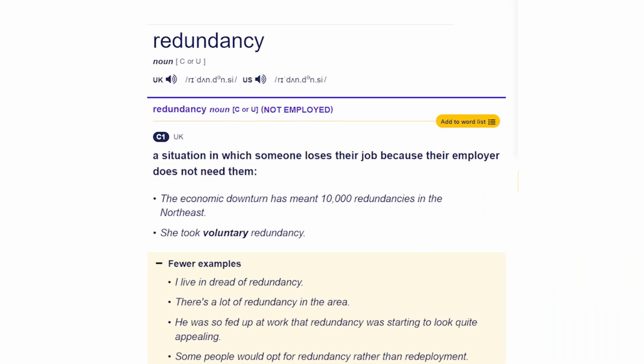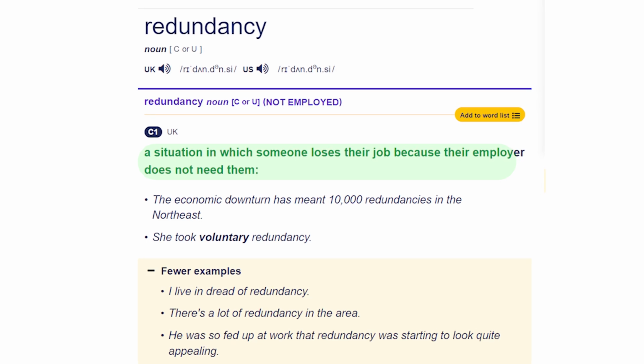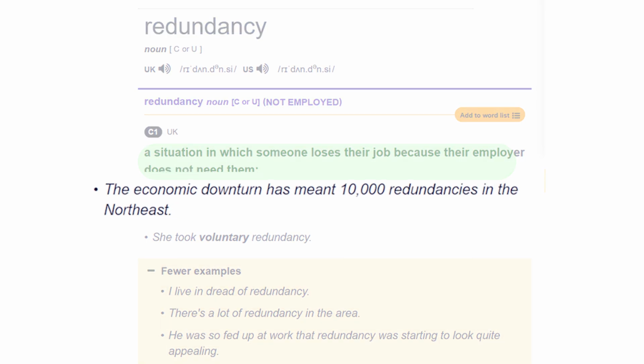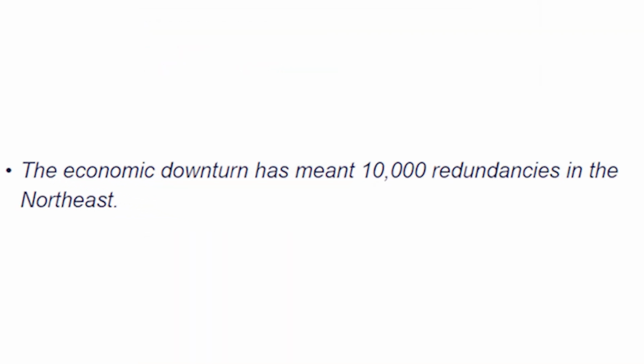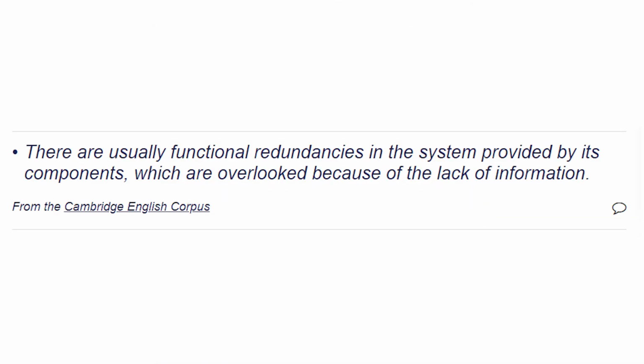According to the Cambridge Dictionary, it means a situation in which someone loses their job because their employer does not need them. For instance, the economic downturn has meant 10,000 redundancies in the Northeast. But it also means the unnecessary use of more than one word or phrase meaning the same thing. Let me scroll down a bit. Cambridge has a whole lot of other examples for the definition of redundancy.